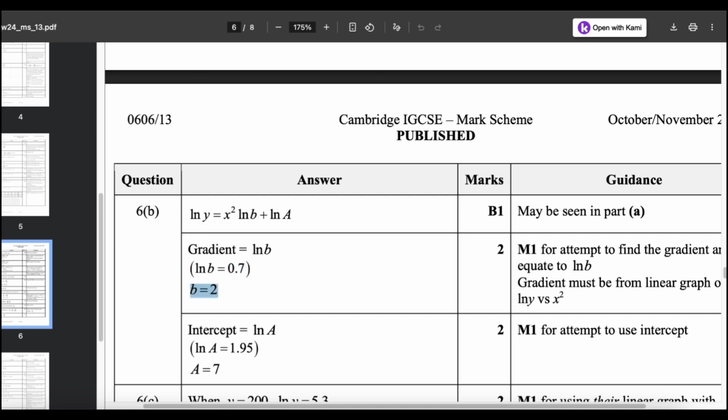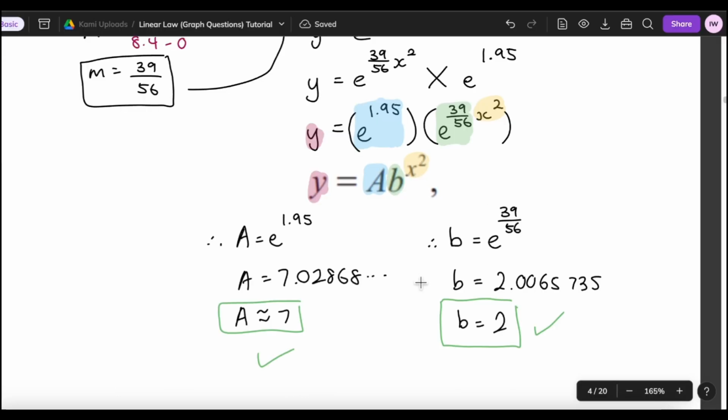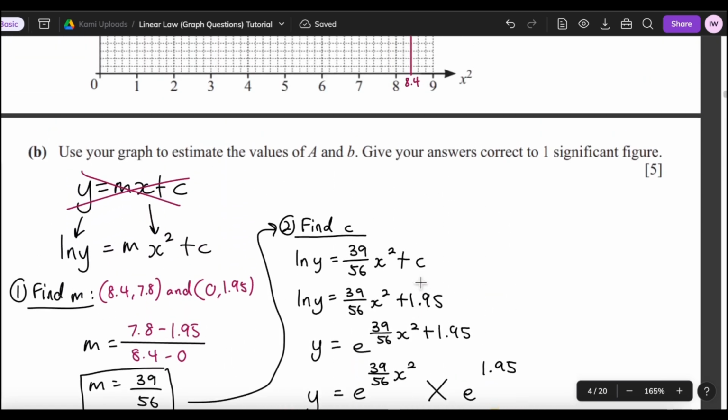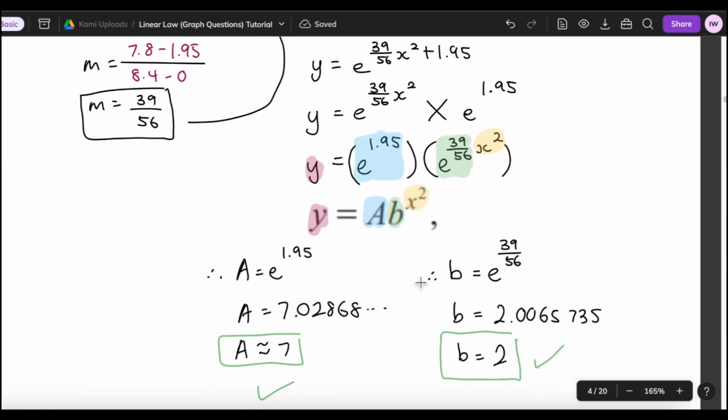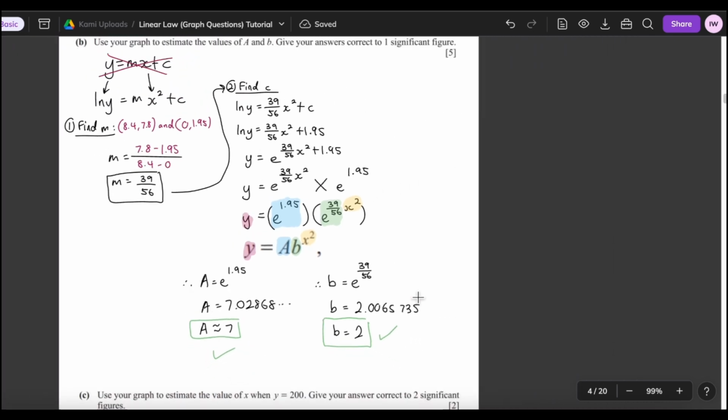So B is equal to 2. That's what we got regardless. That's going to be the answer to question number B. So let's go ahead and do C in just a moment. I'll leave this here in case you'd like to pause the video and take a look.